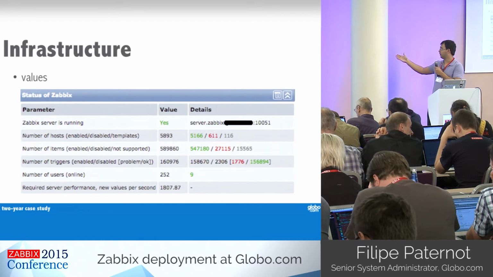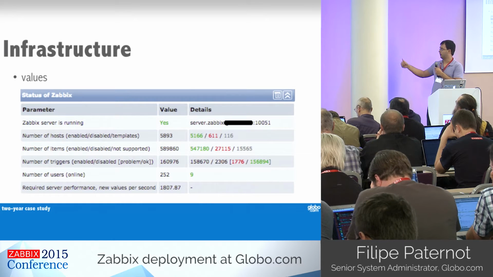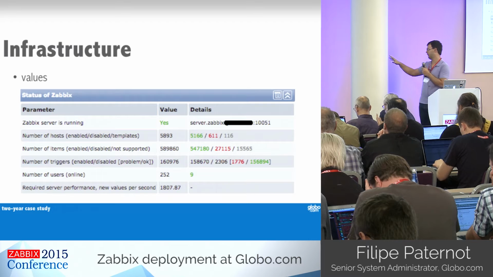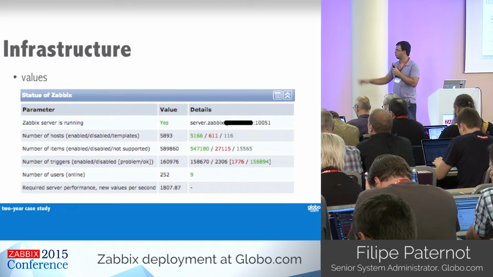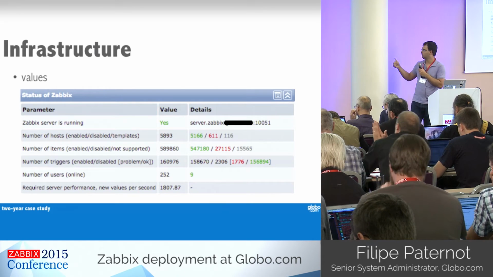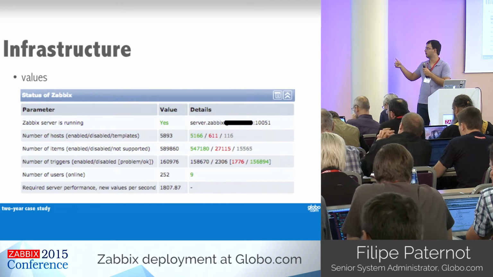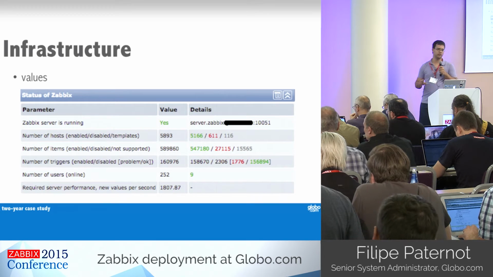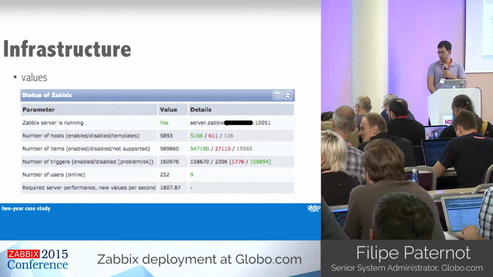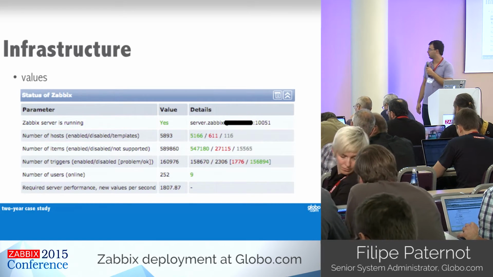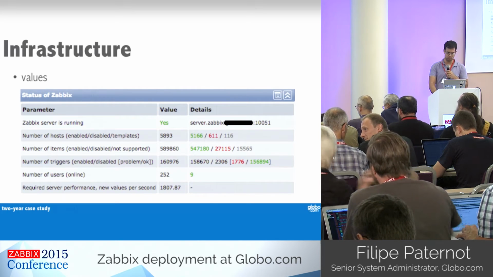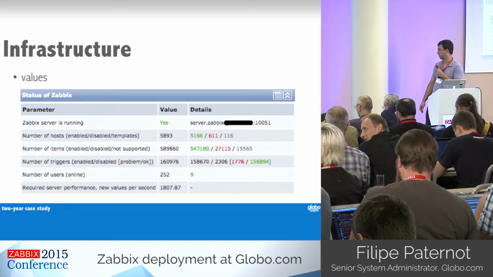A little bit of our infrastructure. It's now a little outdated, but we are a little bit over 2K new values per second, almost 100,000 items, and so on. And the load on the Zabbix server is really quite small. We are running on physical hardware, but the load is really small.